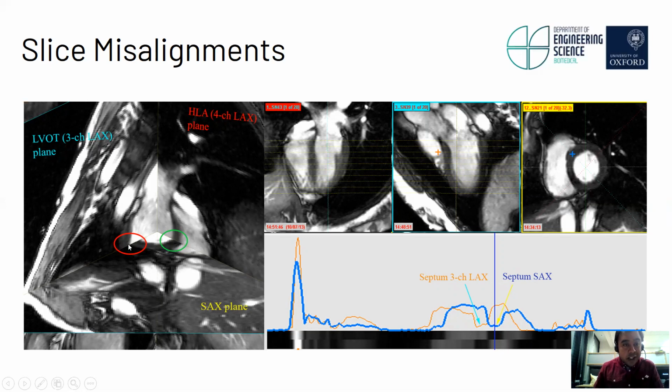However, we see that at the intersection between the three chamber long axis and the short axis plane, the myocardium is not consistent. They are completely discontinuous, and that means there is misalignment between the slices. We can also see that by selecting the intensity profile along the intersection line, and we see that along these two lines, the myocardial area is completely inconsistent. So if we try to do the 3D reconstruction of the meshes, we'll get an erroneous reconstruction.